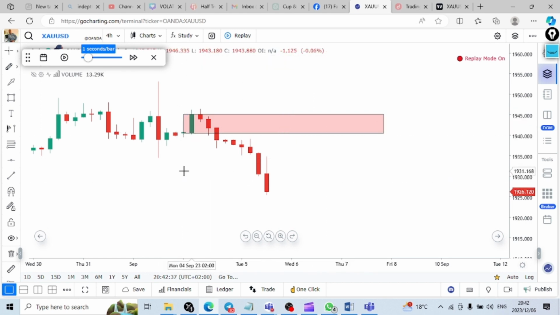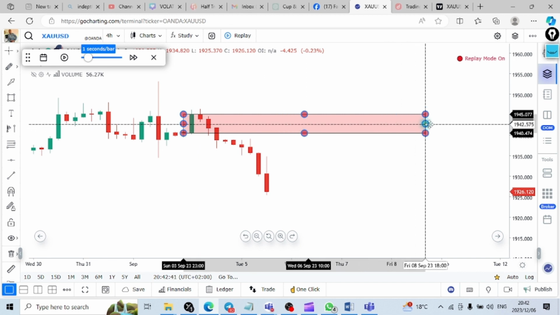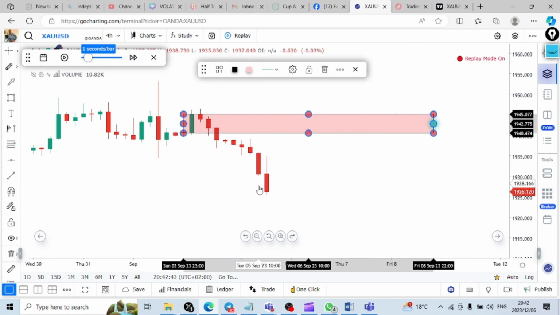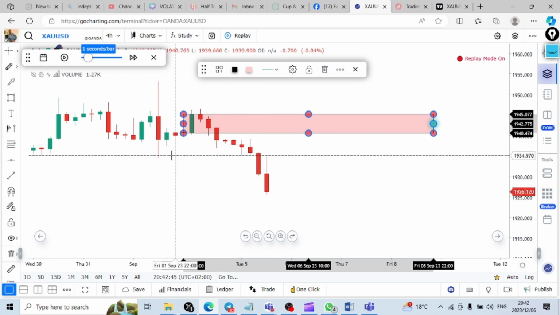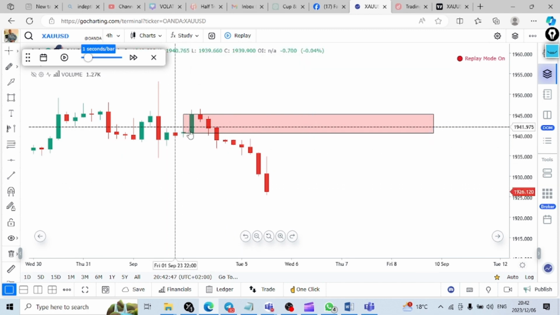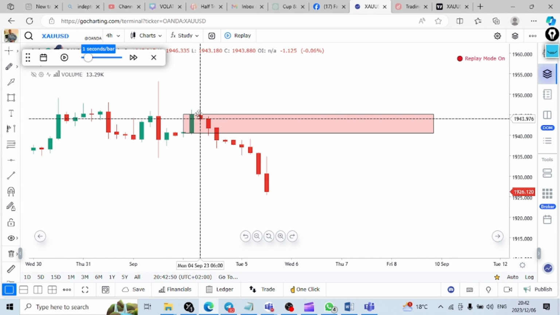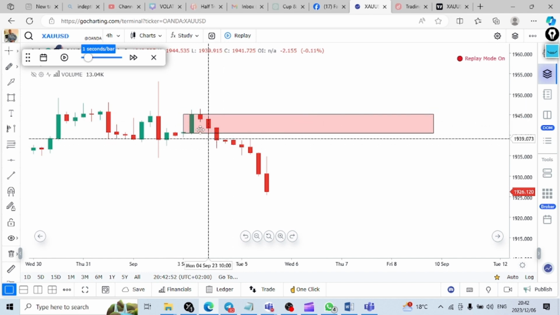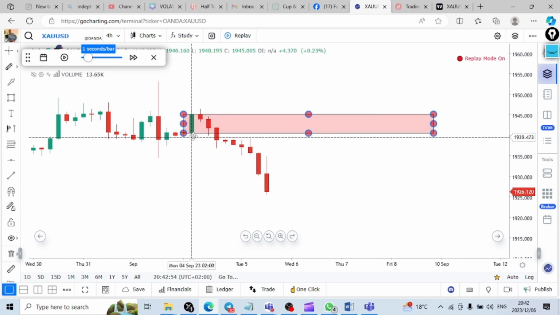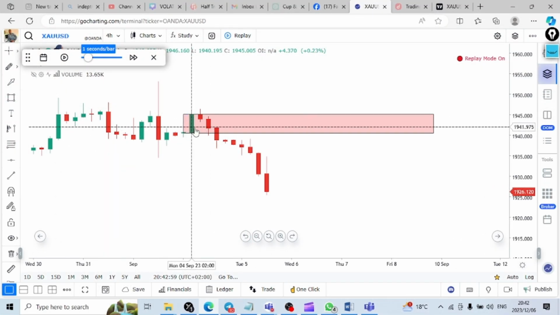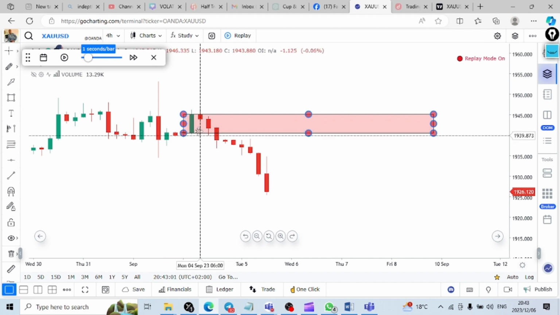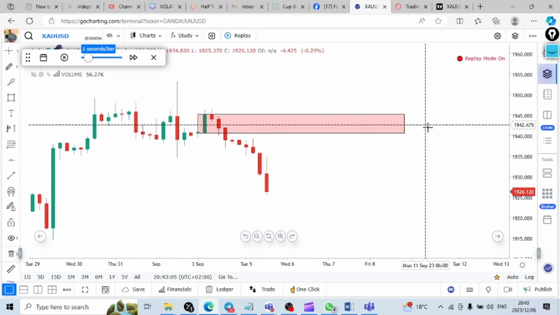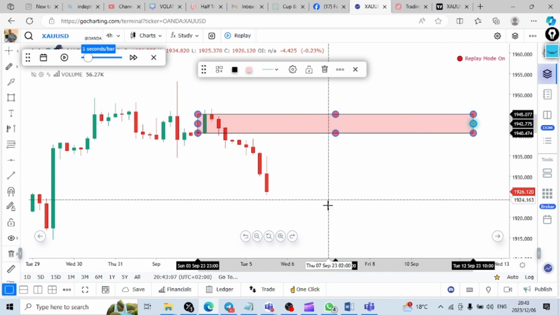Why am I marking this area? I can see that at this particular level, there is a possibility that these big institutional traders have entered the market. For you to know that, according to ICT, the displacement that took place must have at least two to three candles times the size of the candle that you've marked. And we can see this also represents that. There's a big movement from that particular candle. So that's the first thing that you do.